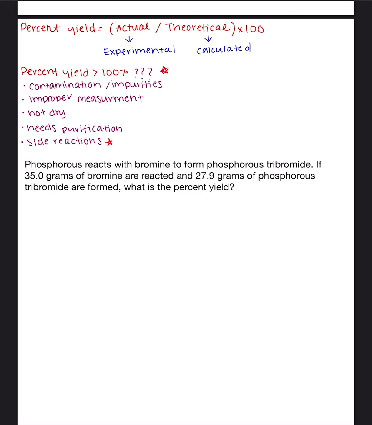So percent yield, we just want to know the formula real quick, is your actual divided by your theoretical times 100. And I like to write it out as your actual is your experimental. That's what you did, that's what yielded. That's what you got when you recrystallized or reacted. And your calculated is what you got when it gave you your initial amount. So if you started off with 35 grams of bromine, whatever you yield when you do the calculation, that's your theoretical.